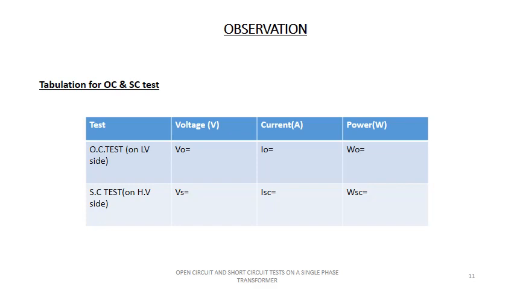Here the tabulation column for the OC and SC test is given. In the OC test, voltage is considered, so we keep the rated voltage and find out the current and power. In the SC test, current is considered, so we keep the rated current, and the voltage and power readings are taken.